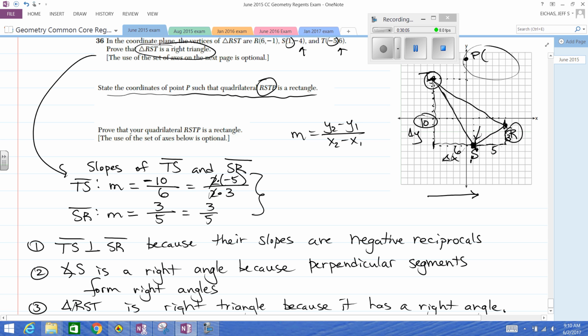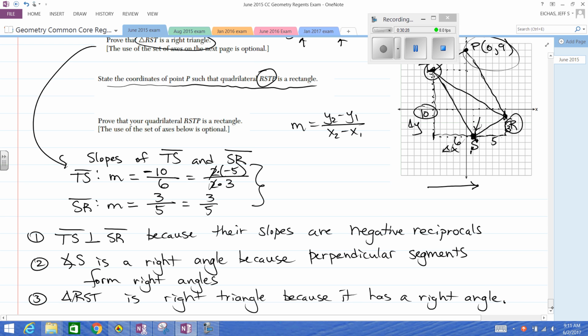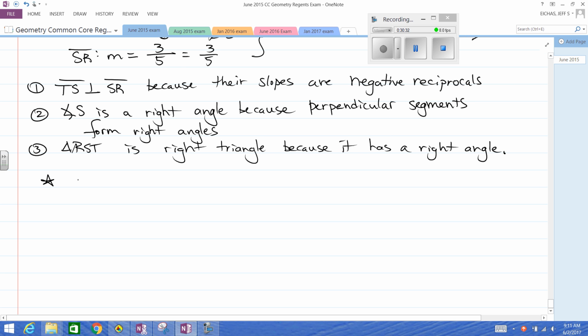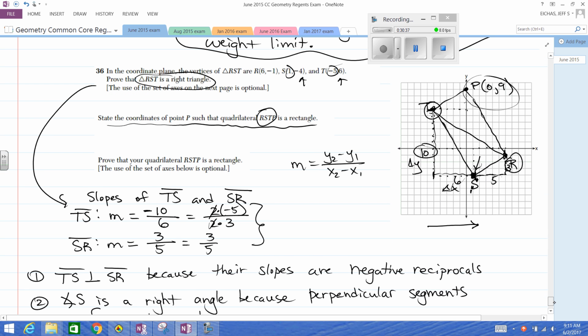All right, what does it look like? 0, 9? Yeah, 0, 9. Okay, so there it is. Now we have to prove that it is in fact a rectangle. One of the ways we could do it, we already have one right angle. We could go ahead and calculate all four angles. All we would need is two more slopes, right? So that's probably going to be our bet. Let's get the slopes now of two more sides.